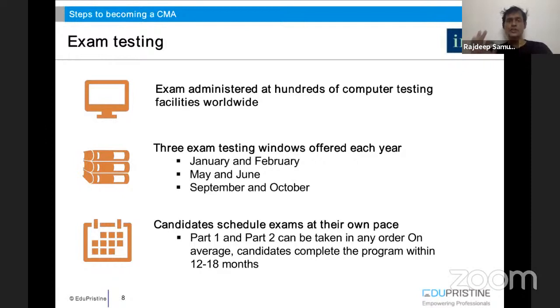On an average, you will take 12 to 18 months to clear the course. 2 months exams, 4 months of teaching at EduPristine, probably 2 months to give the exam, then come back another 4 months, 2 months to study. So I would expect you to complete the exam within 12 months. On the upper side, 18 months. Is that clear?